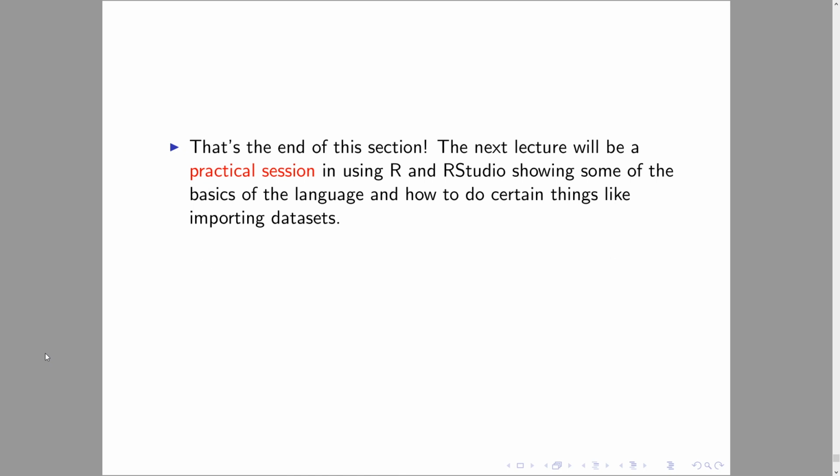The next lecture will be a practical where we'll be diving into R and RStudio, and I'll be showing you some of the basics of the language, declaring variables, importing data sets, and all that fun stuff.